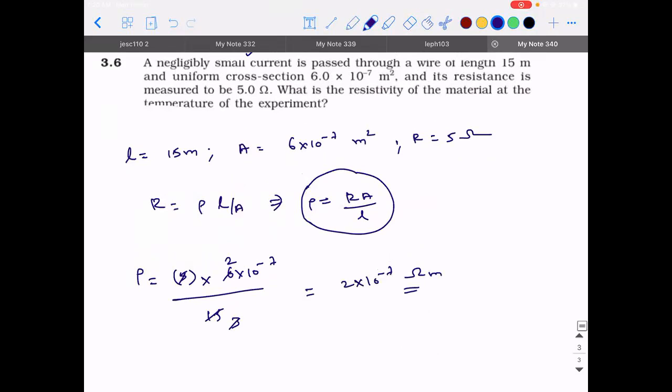Yes, sir. Yeah. So here, one point that might confuse you is, they ask what is the resistivity of the material at the temperature of the experiment. So once you see the word temperature, you will start thinking of that rho final is equal to rho initial into 1 plus alpha delta T. No. Because here, when the temperature is going to be the same, the resistivity is going to be the same. So that is what they're trying to say. So that's why the formula is only this thing, not the bigger one.